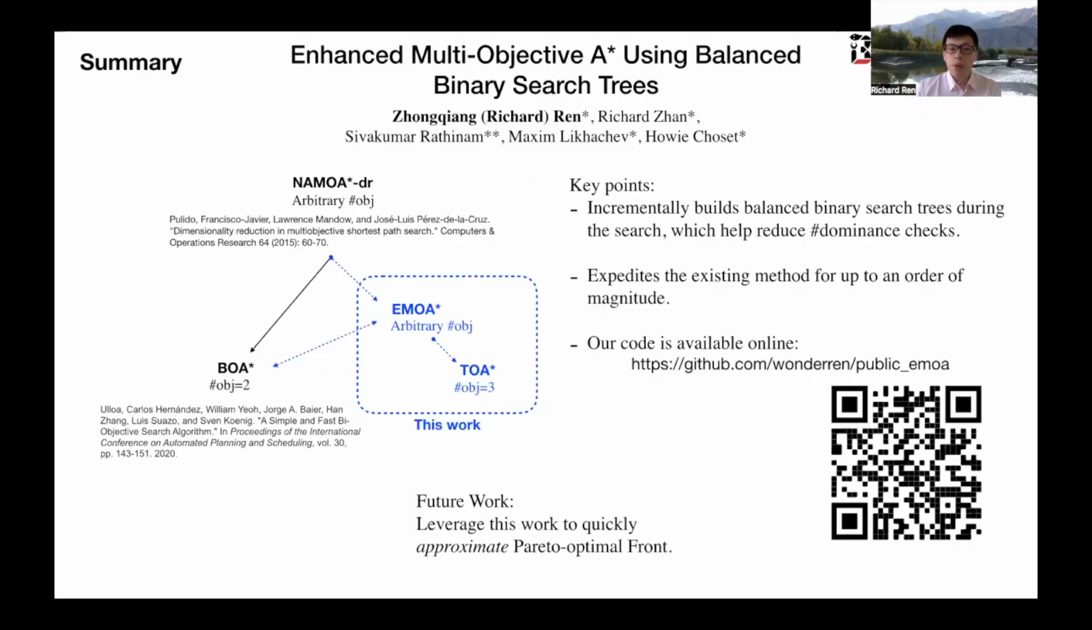Okay, so to summarize, in this work, we propose a new approach that generalizes the existing BOA* search to handle an arbitrary number of objectives. The key point is that we incrementally build balanced binary search trees during the search, which help reduce the number of dominance checks. Consequently, we are able to expedite the existing method by up to an order of magnitude. Our code is available online.